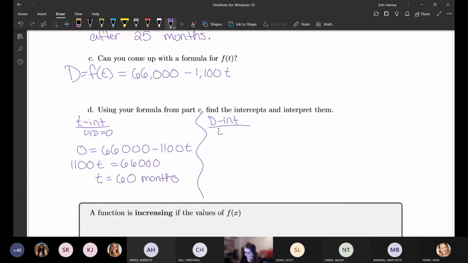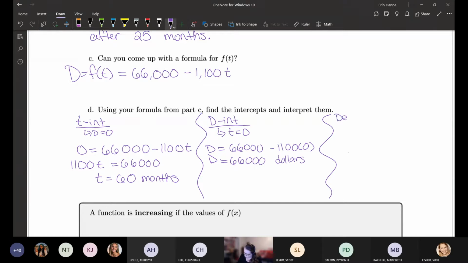And then for the d-intercept, your t value is going to be 0. So we'll have 66,000 minus 1100 times 0. So 66,000 will be our d-intercept, and that was in dollars. So let me just write dollars at the back. And then when we interpret the two, remember these are two completely separate entities, so you need essentially two different sentences, one for each. So I'm going to start with the d-intercept first, actually.